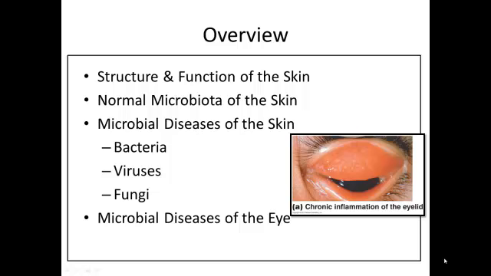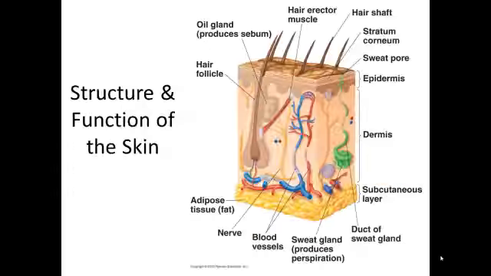In this chapter we're going to talk about the structure and function of the skin, some of which we've already covered in previous chapters. We're going to talk about normal microbiota of the skin, microbial diseases of the skin, specifically those caused by bacteria, viruses, and fungi, and microbial diseases of the eye. Let's go over the structure and function of the skin again.